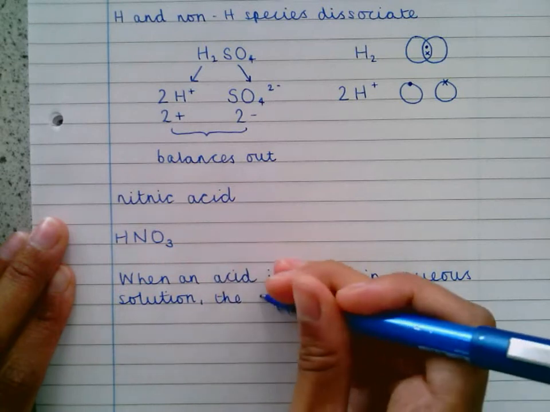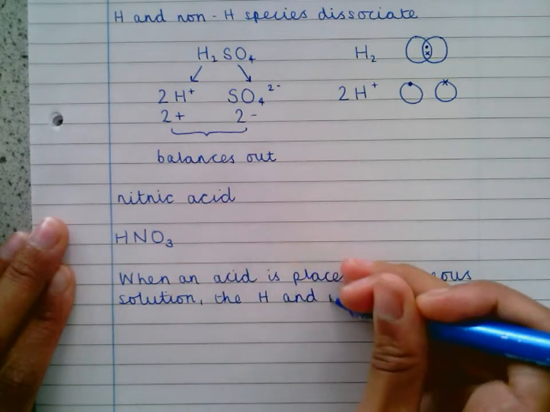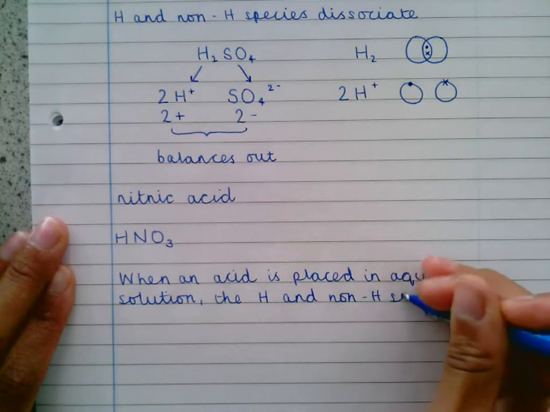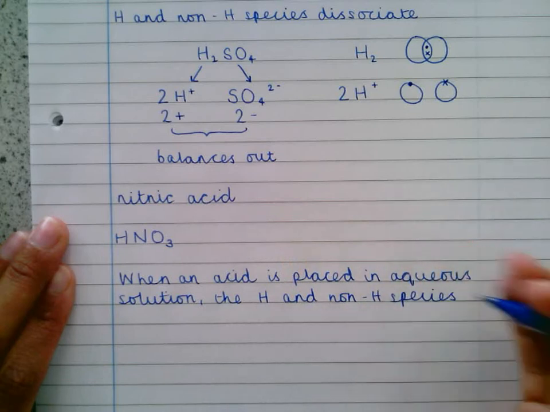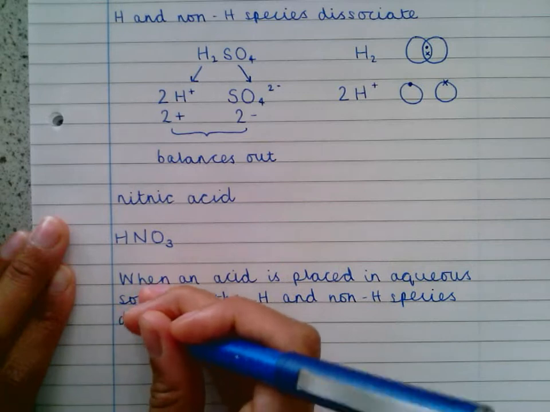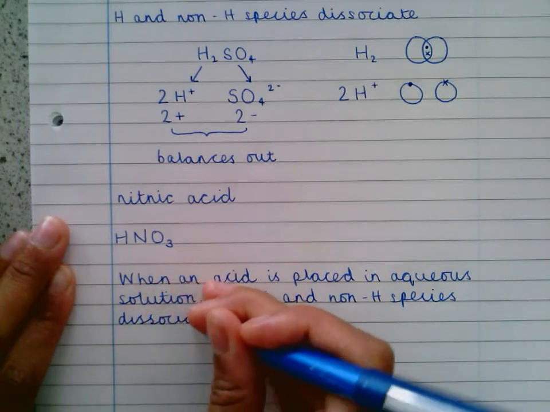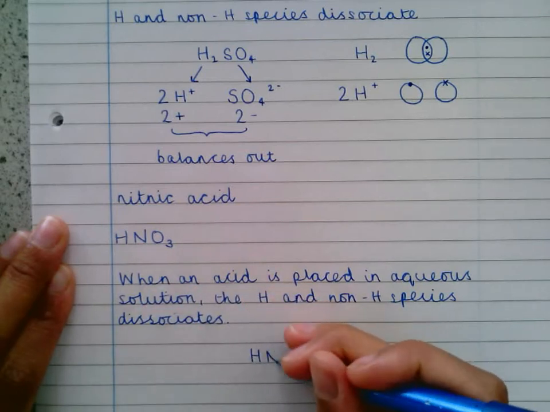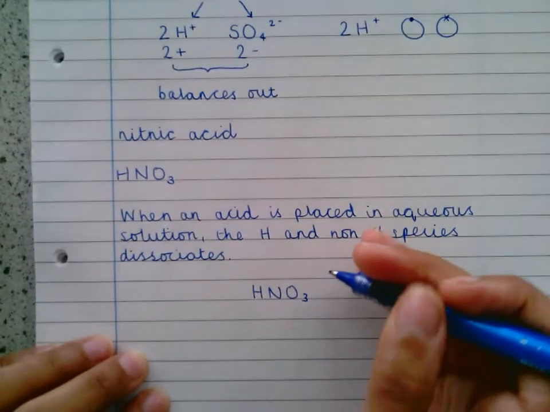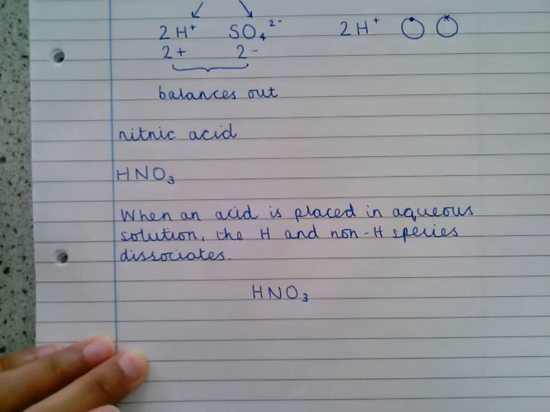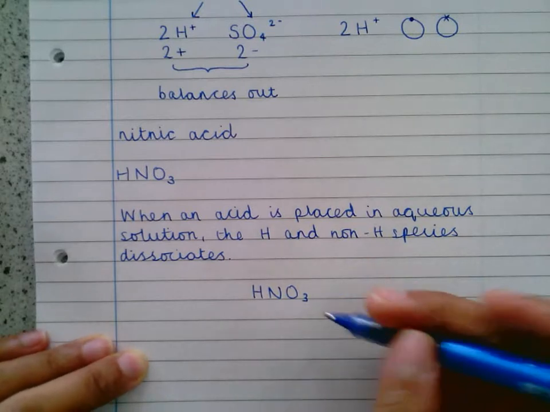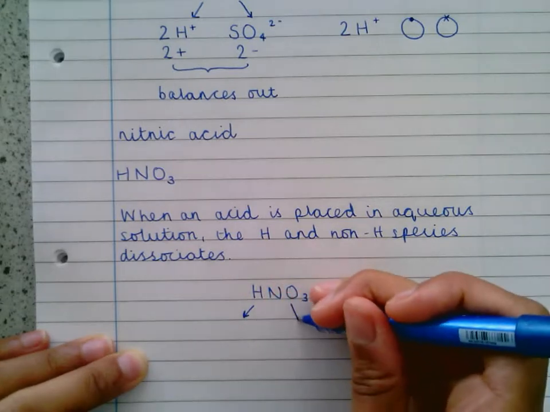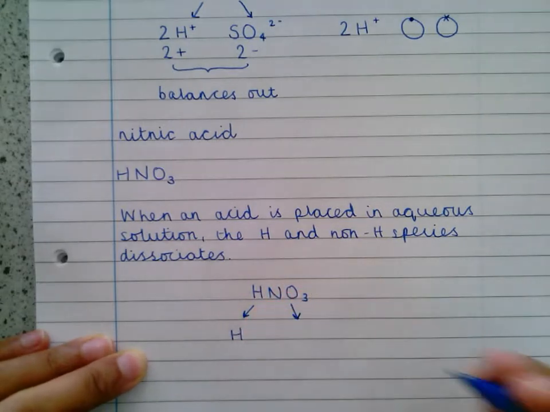The hydrogen and non-hydrogen species separate. What's the term for that? Dissociates. Good. So again, we've got HNO3. What are the 2 parts that nitric acid will dissociate into when placed in aqueous solution? Hydrogen and nitrate. Okay, so just hydrogen like that?